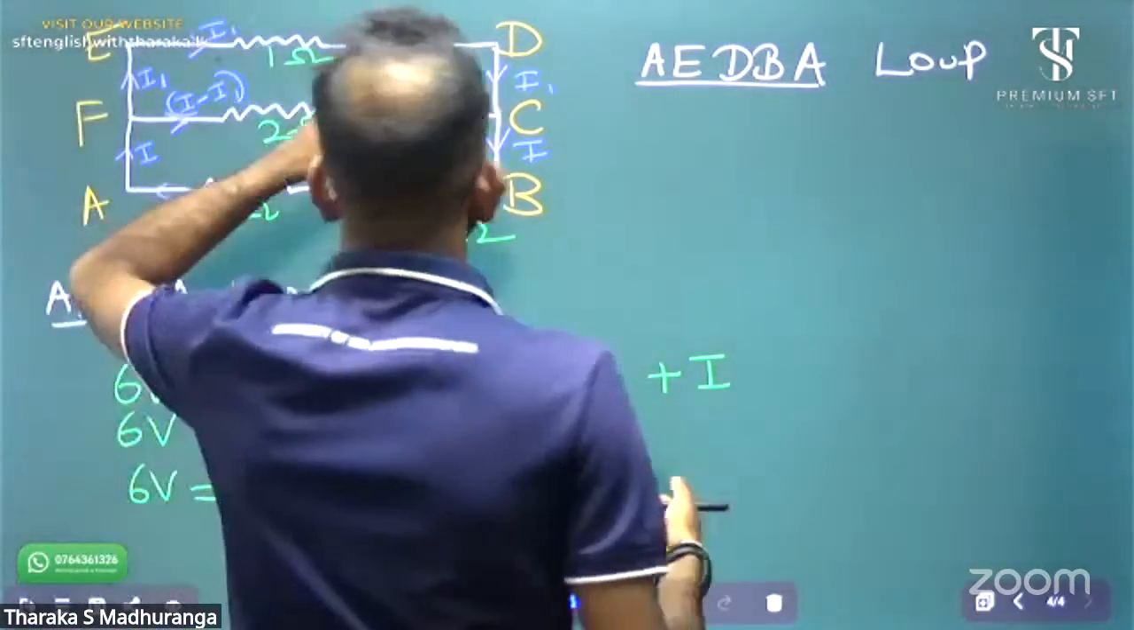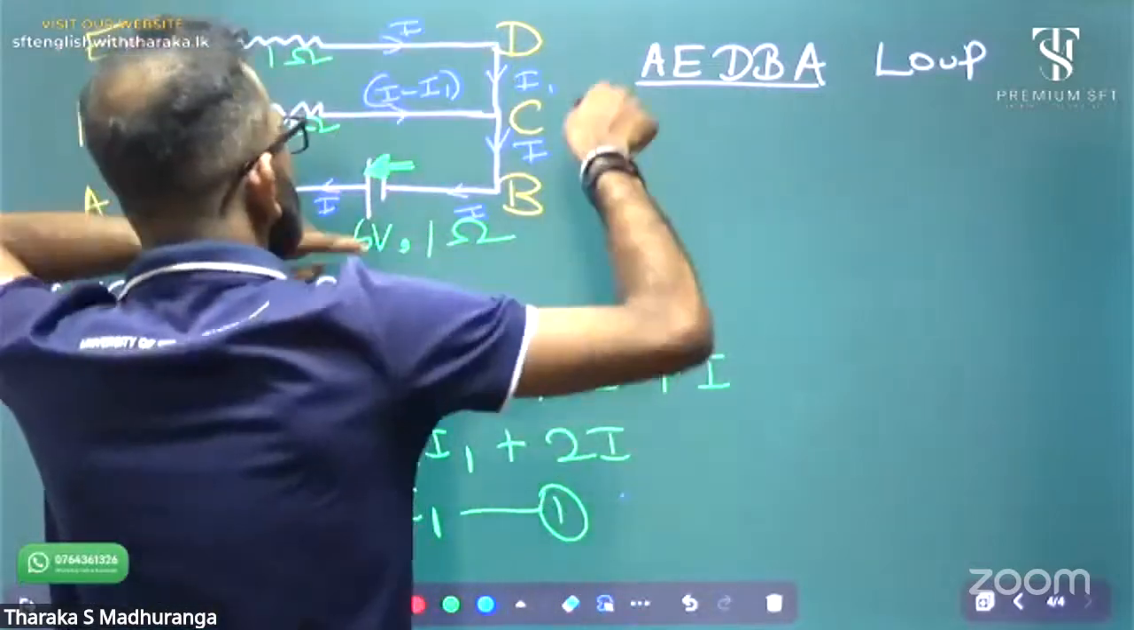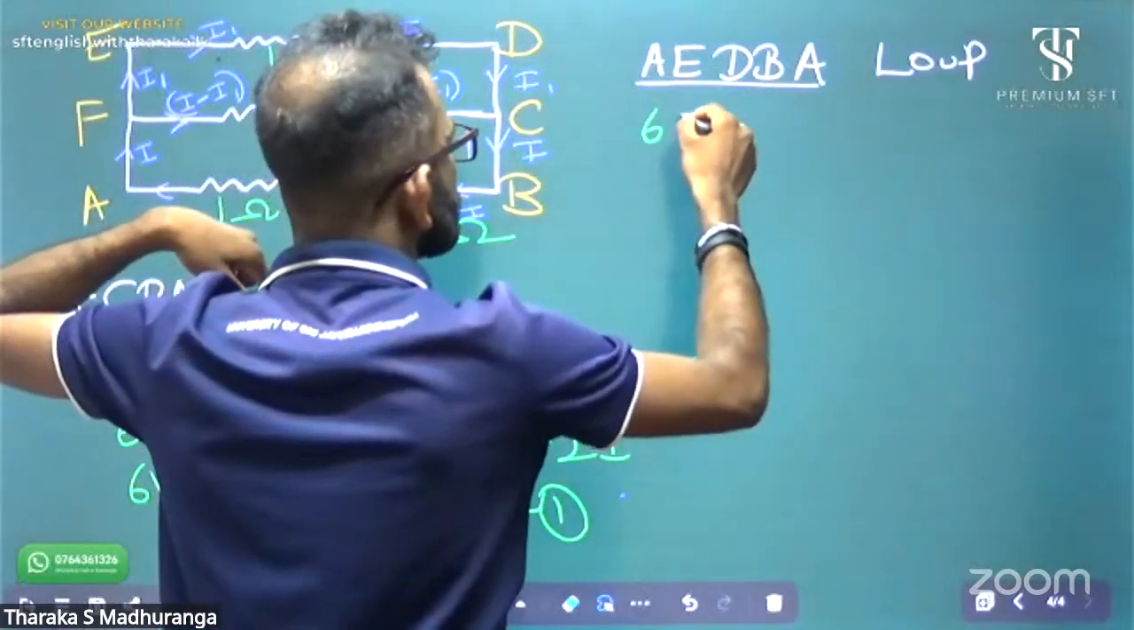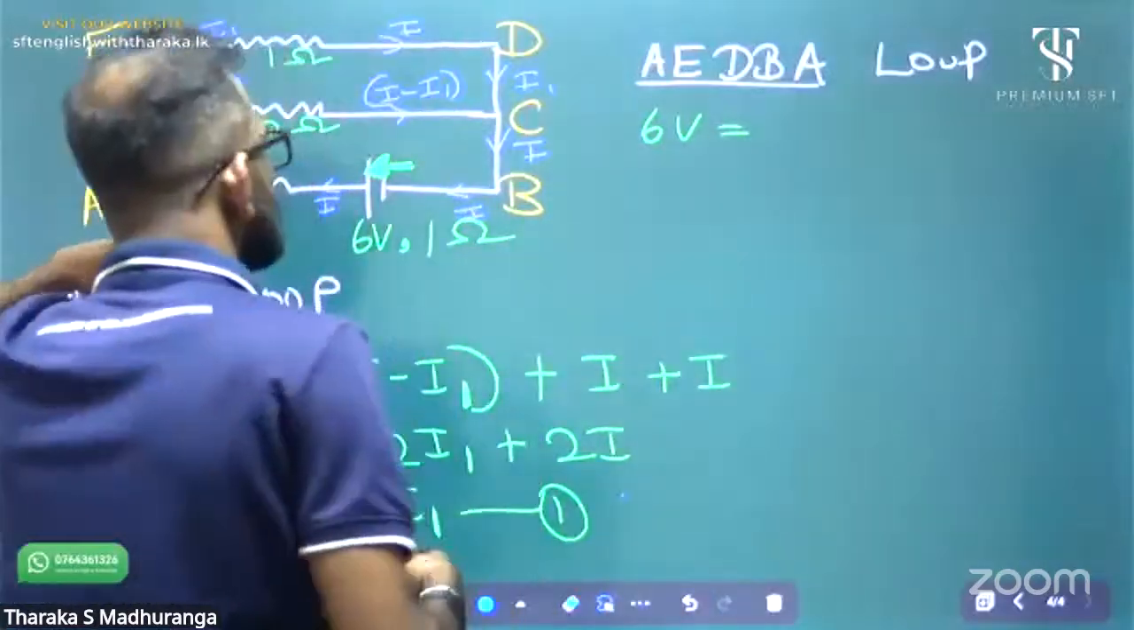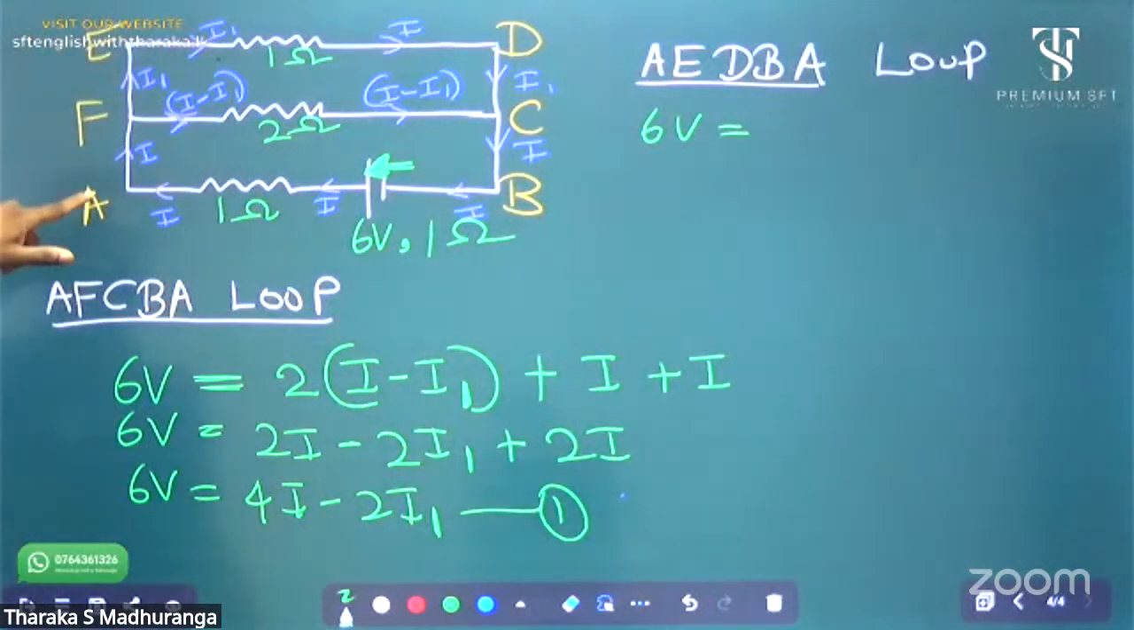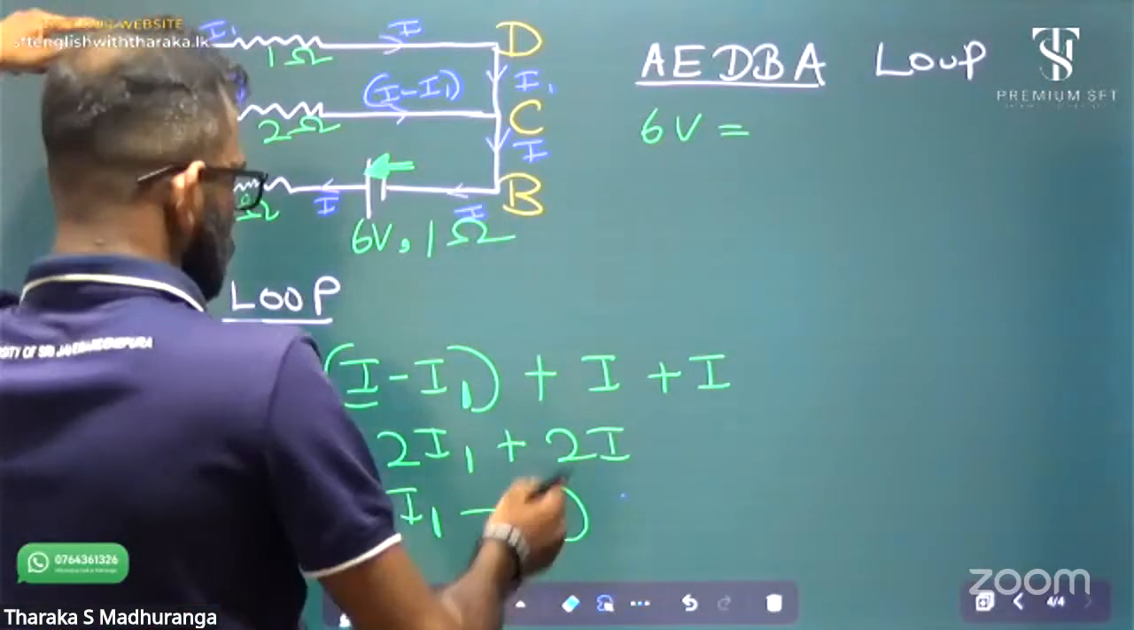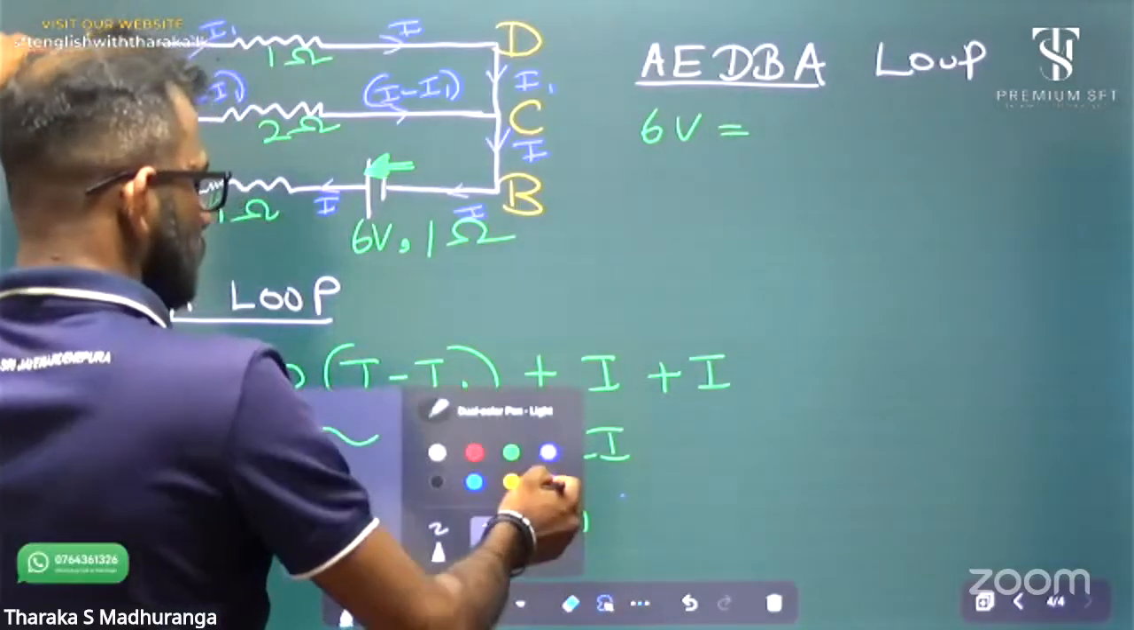Okay. Only one battery. Therefore, it is 6 volt equal. AE no resistance. Sorry, it is I1.